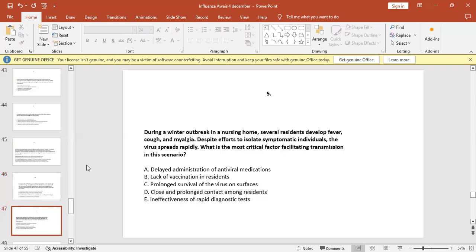The fifth MCQ is: during a winter outbreak in a nursing home, several residents developed fever, cough, and myalgia. Despite efforts to isolate symptomatic individuals, the virus spreads rapidly. What's the most critical factor facilitating transmission in this scenario? Delayed administration of antiviral medications, lack of vaccination in residents, prolonged survival of the virus on surfaces, close and prolonged contact among residents, or ineffectiveness of rapid diagnostic tests?